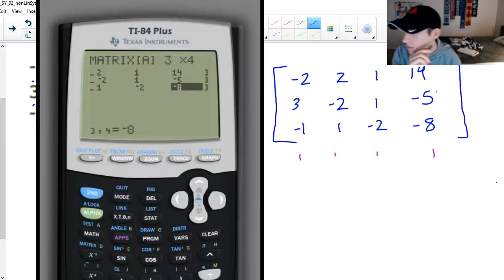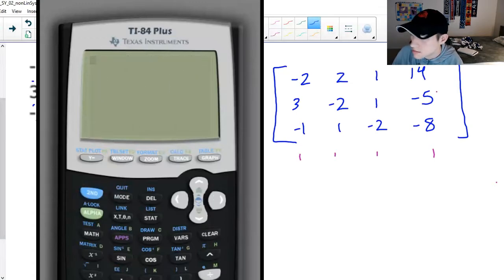Okay, so before we do our next thing, we just want to quit out of this. So everything's entered in this matrix. So now I'm going to just quit to go back to the main screen. So I'm going to do second mode. That just quits and puts me back to the main screen.